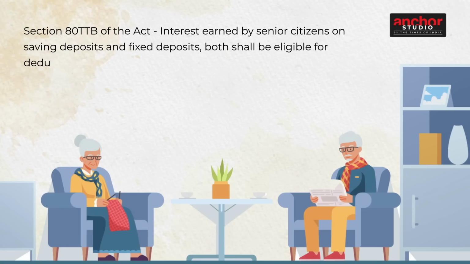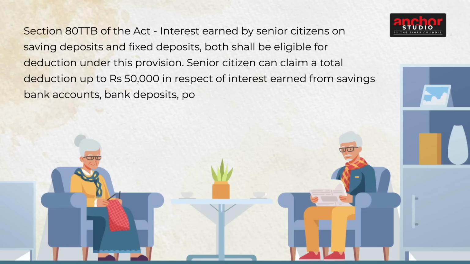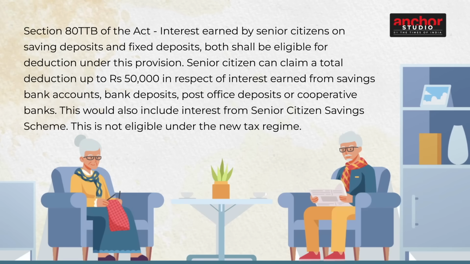That's one section. And then if you happen to be a senior citizen, then it's 80TTB for the same interest. In addition, senior citizens also qualify for interest on fixed deposits or the senior citizen savings scheme. So they get deductions for interest therein up to a higher limit of 50,000 per annum.